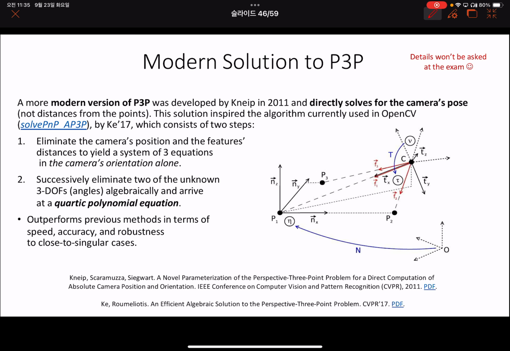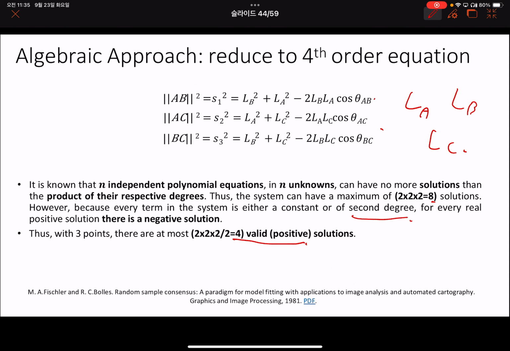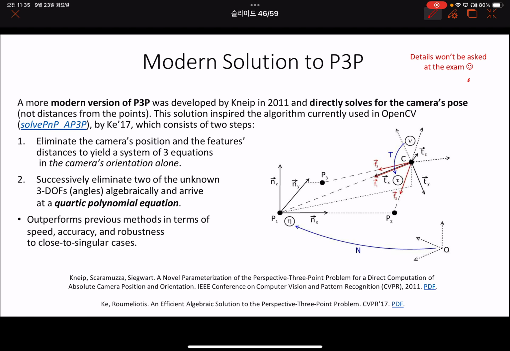So the modern solution to P3P is different. The unknown variables in this slide were LA, LB, and LC, right? Our interest was LA, LB, and LC, but the modern approach is based on camera orientation, not length. You do not have to remember all these details, but the modern solution uses a different strategy.